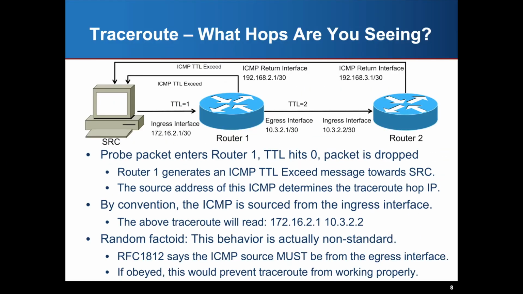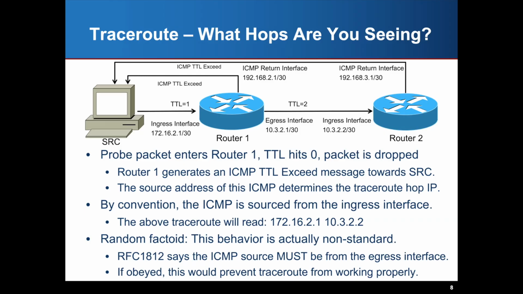So let's take a little more look in more detail as to what hops you're actually seeing. So here we start with the probe packet entering router 1. The TTL hits 0 and the packet is dropped. So router 1 generates its ICMP TTL exceeded and sends it back to source. What it sets as the source address for the ICMP message that it sends is going to be what shows up in your traceroute. So by convention, it sets the source to the ingress interface.